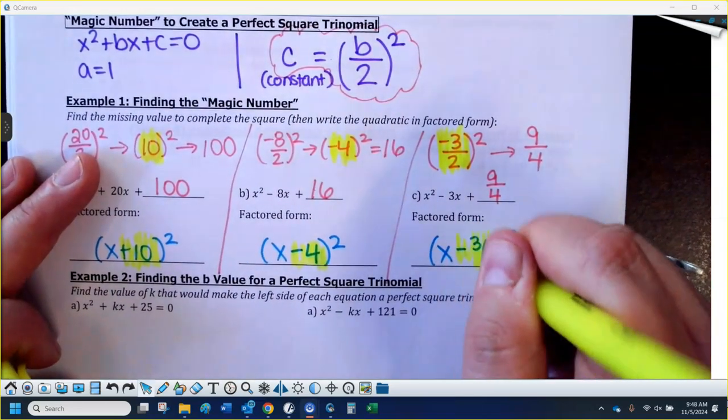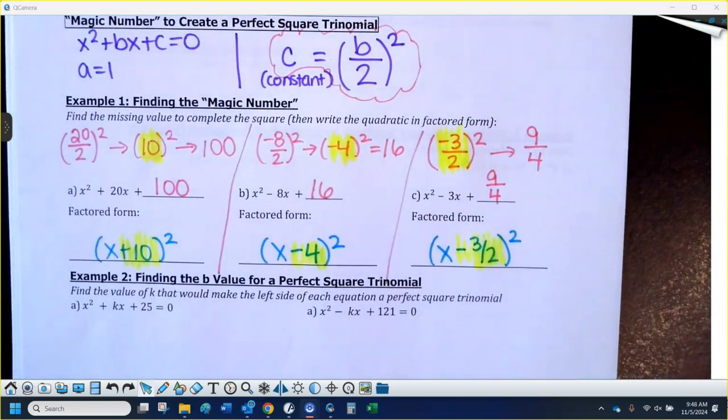If you wanted to FOIL that out to check, that middle term would become negative 3. And if I do negative 3 over 2 times negative 3 over 2, it would give me back the 9 over 4. But if you're working with the fraction, if you can remember, whatever you squared, that's going to go in your factor. That should be helpful to you on a lot of these questions.